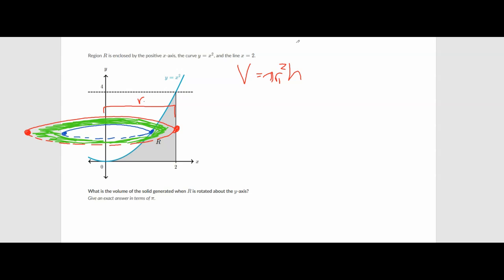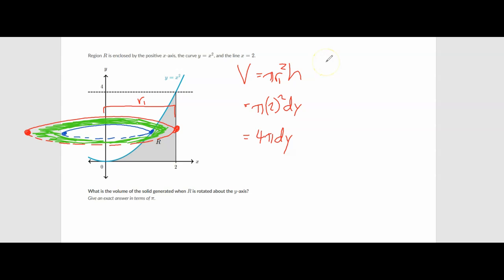It's going to be different than the blue. Now the radius here is the distance between the vertical line x equals 2 and the y-axis. That distance is always going to be 2. So it's just going to be 2 squared. The width of these washers is going to be dy. Everything's in terms of y. So the volume of one of these red disks is going to be 4 pi dy.